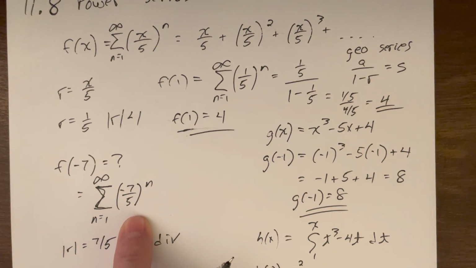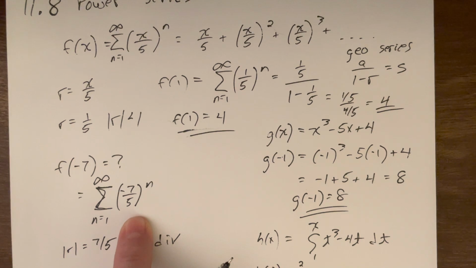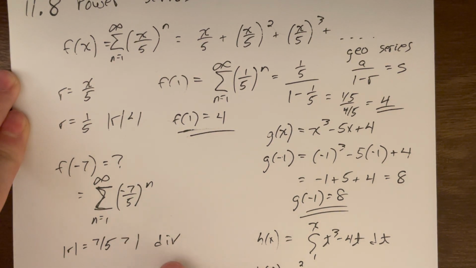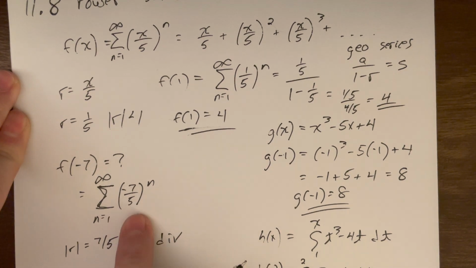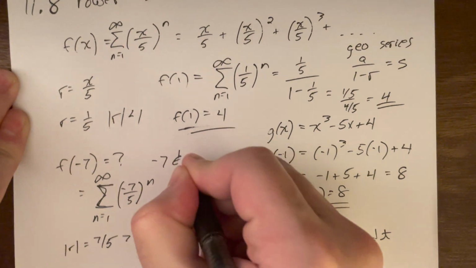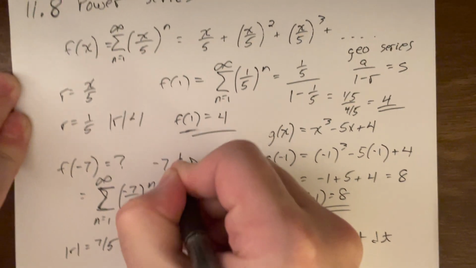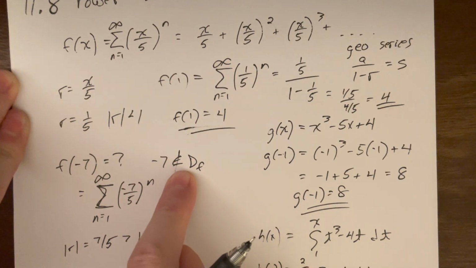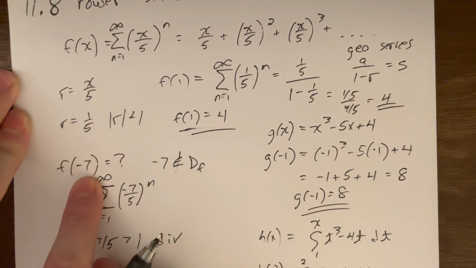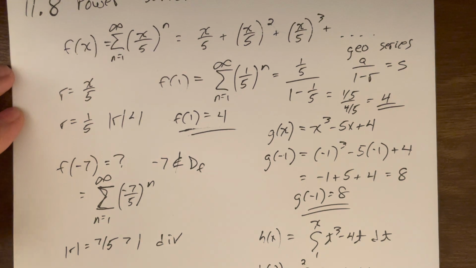Now, it doesn't matter why this diverges. Does it diverge because it's going to infinity, negative infinity? It just oscillates and bounces all over the place. It doesn't matter what case this happens to fall into. The fact that this diverges, we can't get a nice sum. Therefore, negative 7 is not an element of the domain. This is not a nice x value that gives us a nice y.